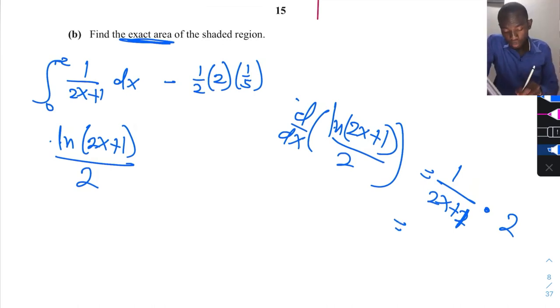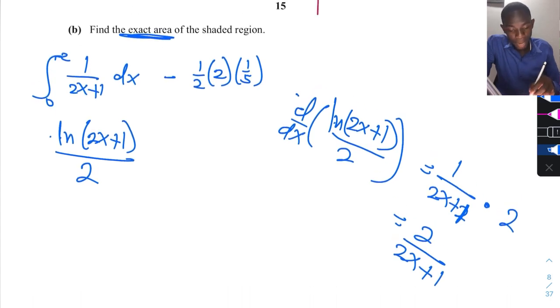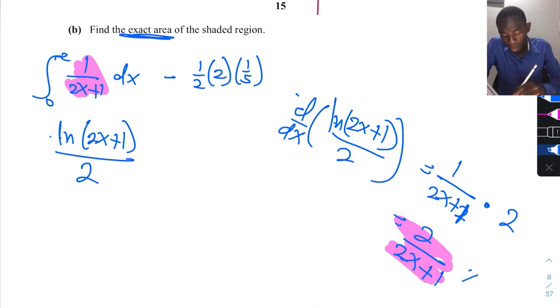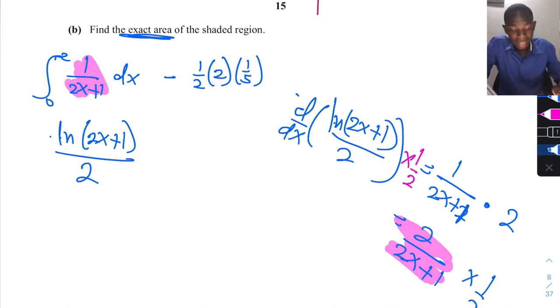Now you can write 2 over 2x plus 1, but if you compare this with the function itself, you would see that they look really similar. So what do I do to make it really equal? It means you have to multiply by half. But it is not this function that you're going to multiply by half. You are going to rather multiply what you have here by half. That's the function itself.